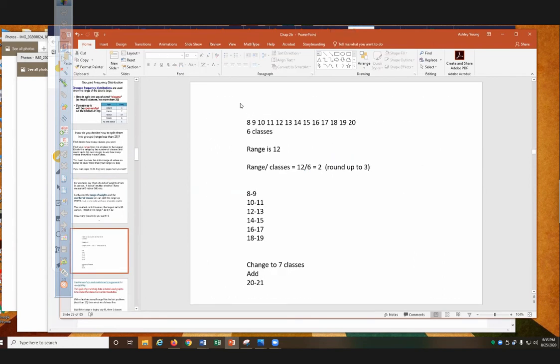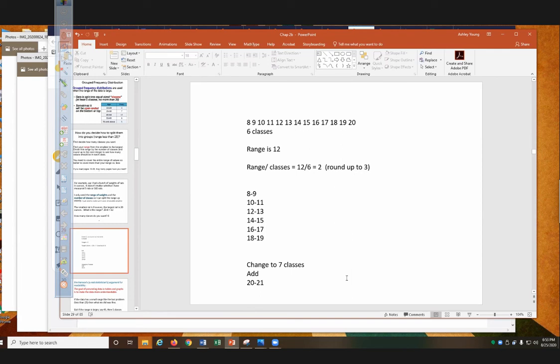So here are all my numbers that I need to put into 6 classes. My range is 12, so if I divide my range by the number of classes, 12 divided by 6 classes, I get 2. We need to round up to 3, and I'll show you why. You always round up. If I do 2, then my first class would be 8 and 9, 2 items in there. Next one 10 to 11, 12 to 13, 14 to 15, 16 to 17, 18 to 19. 20 would have nowhere to go. Did everyone see that? So I need to either round up to 3 items in each class, or we just change and have 7 classes, which kind of makes more sense anyways.